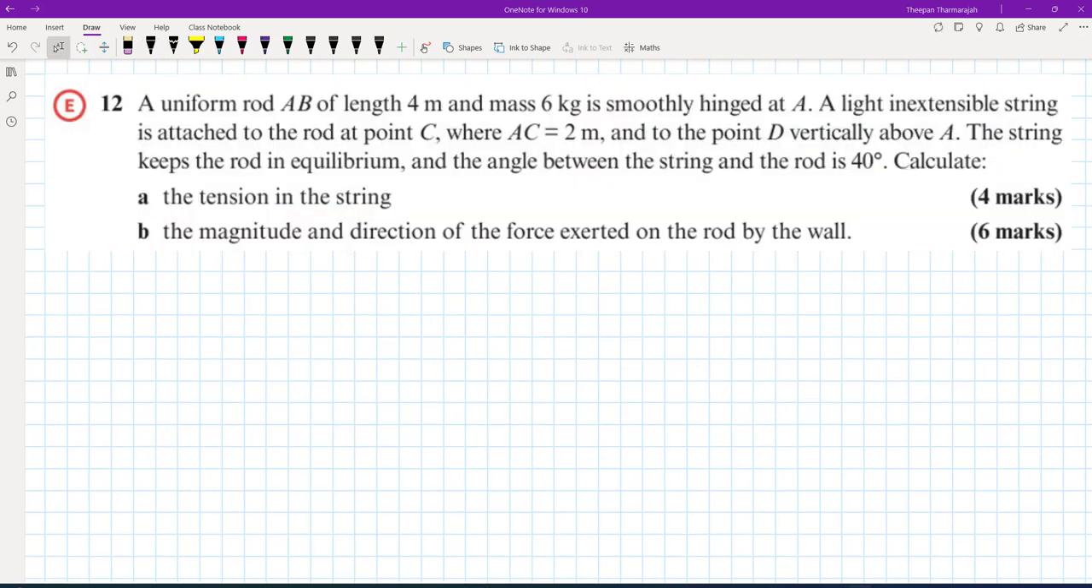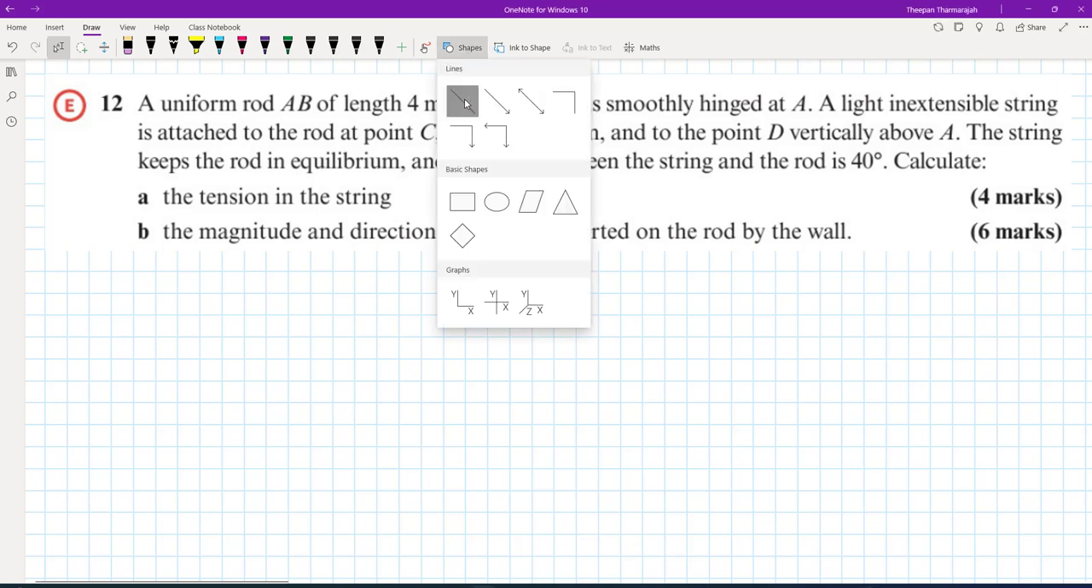Here's a question for you to try. You can pause the video. When you're done, I will go through my worked solution. Okay, welcome back. So the first thing we ought to do is draw a diagram. This is almost identical to the example we just did.